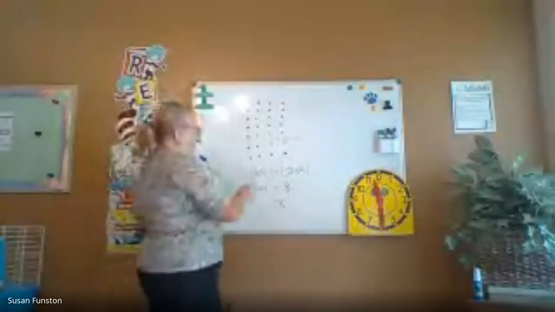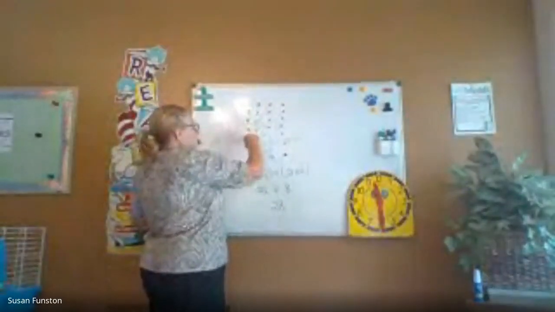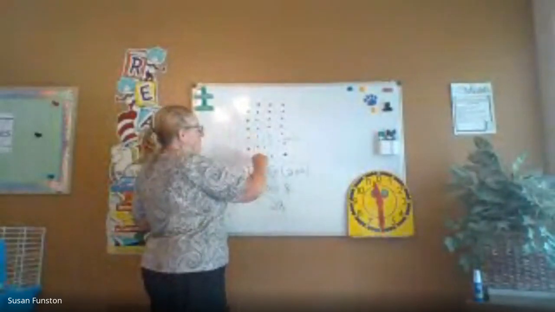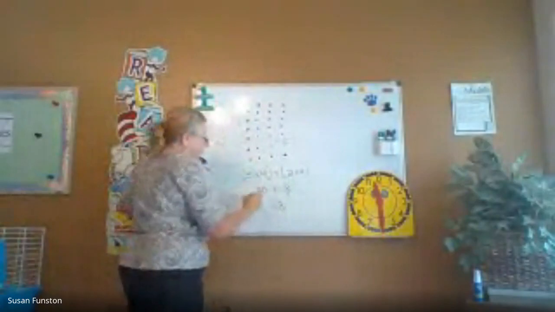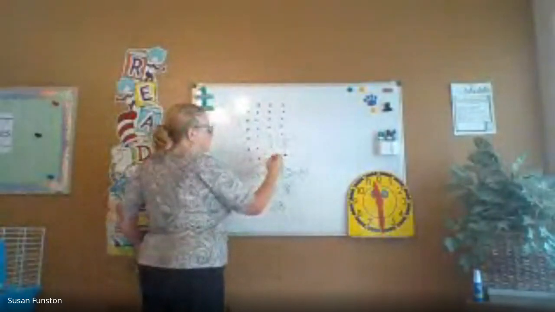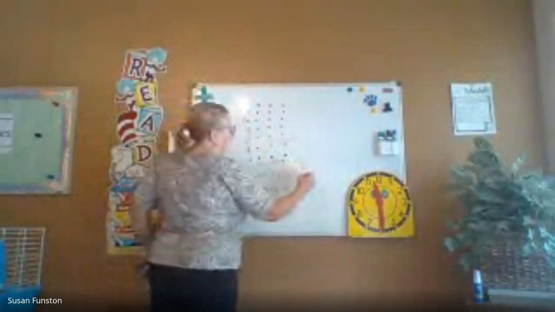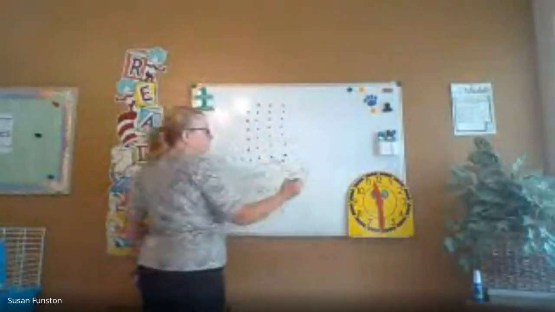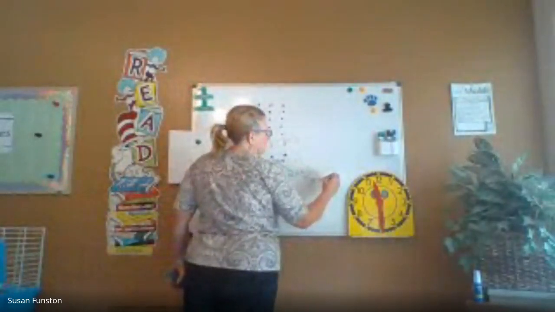So 28 is the answer to 1, 2, 3, 4, 5, 6, 7 rows of 4, which is 7 times 4. You see these two numbers add up to how many rows I have. Because I have to have equal groups for multiplication, my 4 stays the same because that's how many I have in each group.